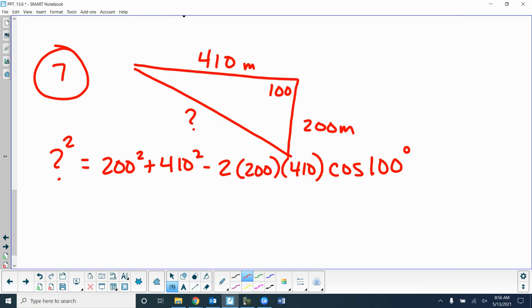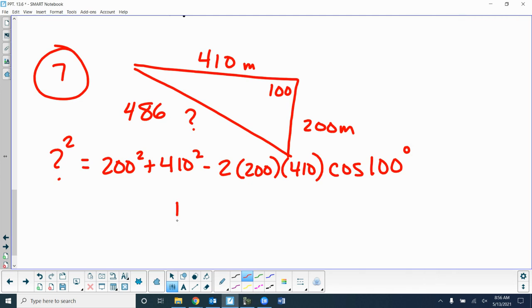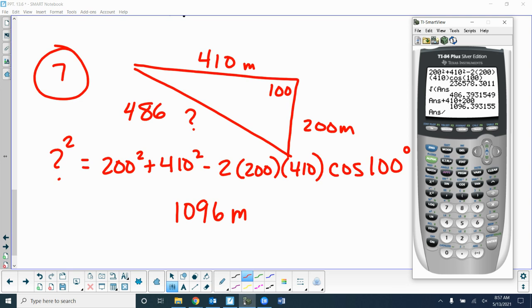And then 410 and 200. All right, so we got 1,096 is one time around, meters. If we divide by 2, that's how many seconds. That's how far we went per second, right? Because it said 2 meters per second. Because we're looking for how long. All right, so that's how many seconds.